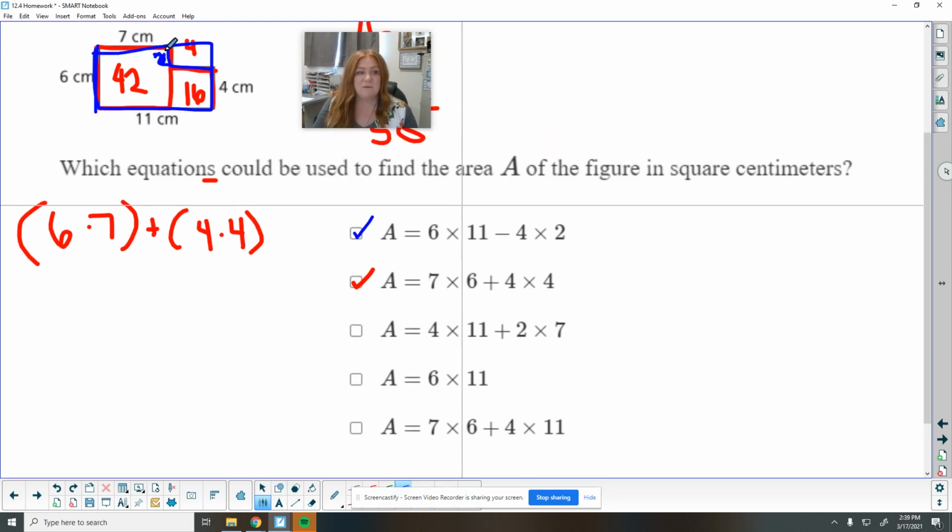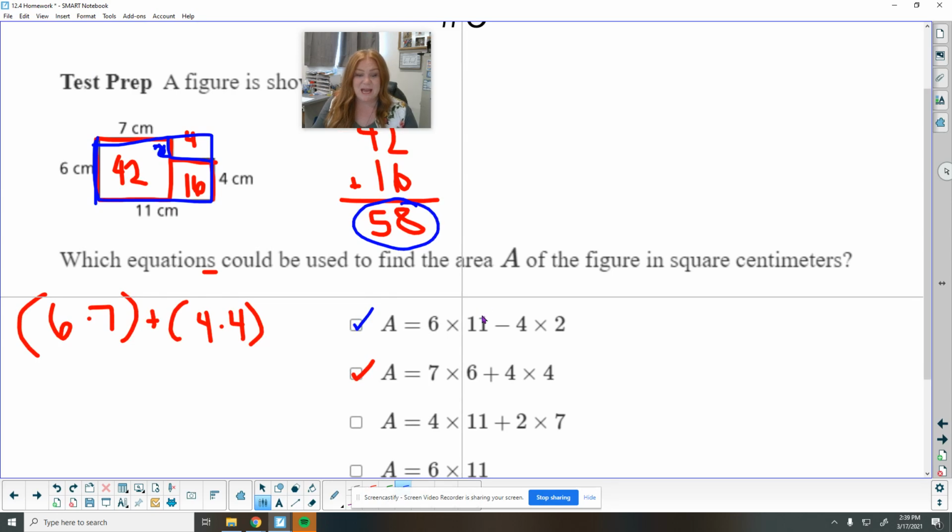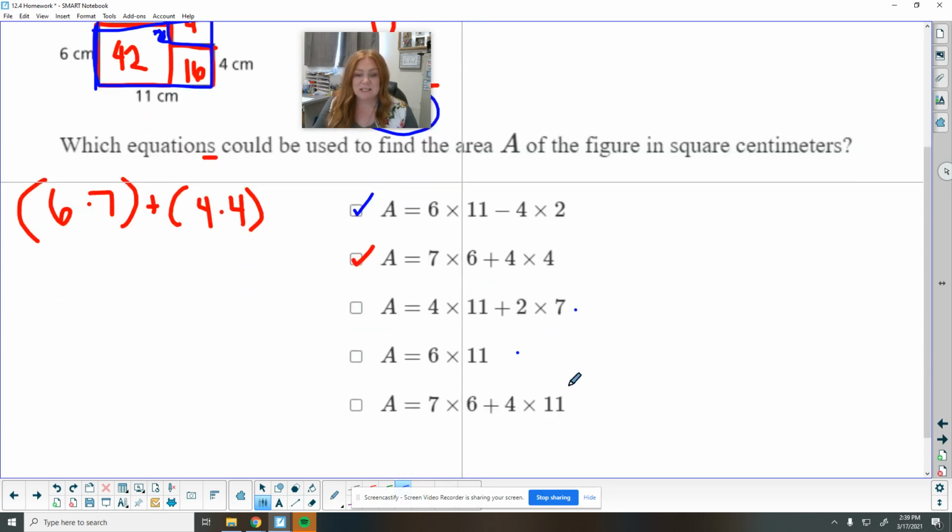So this one did 4 times 11. They did this part. And then see if they did the other part to equal, what did we want it to equal? 58. So go through and see if any of these other ones equal 58.